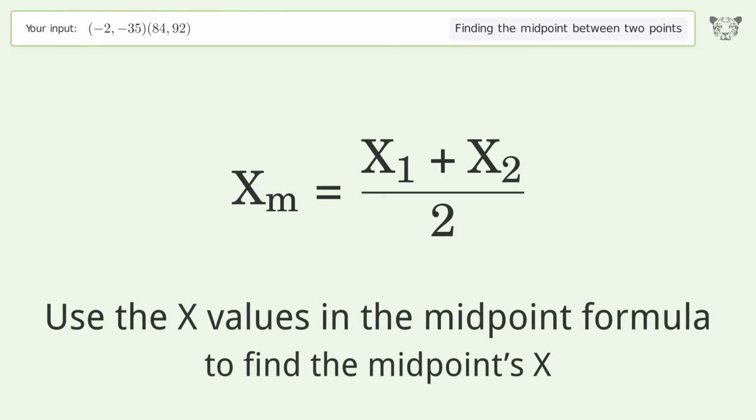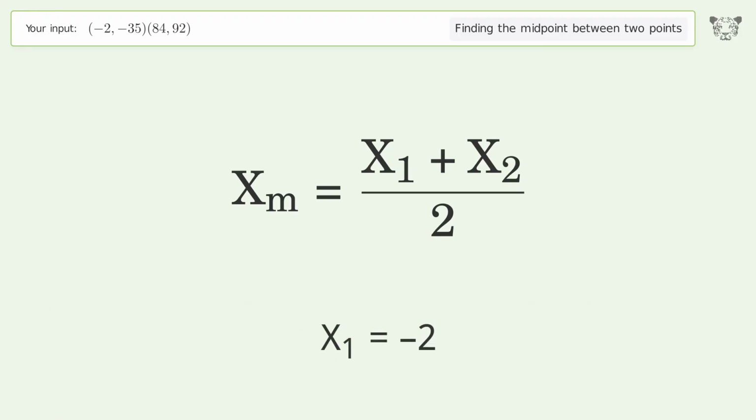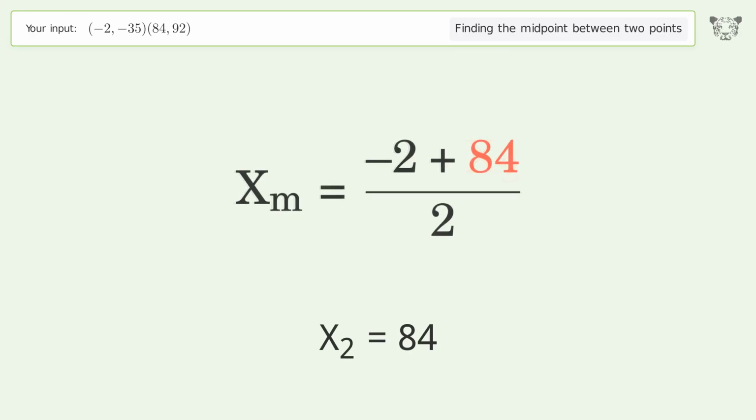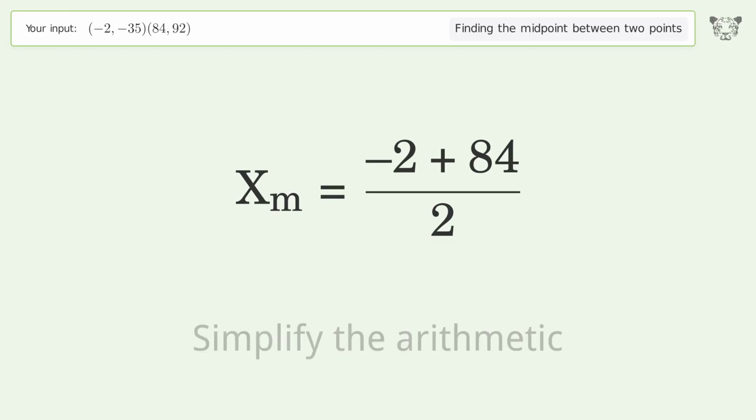Use the x values in the midpoint formula to find the midpoint's x. x1 equals -2. x2 equals 84. Simplify the arithmetic.